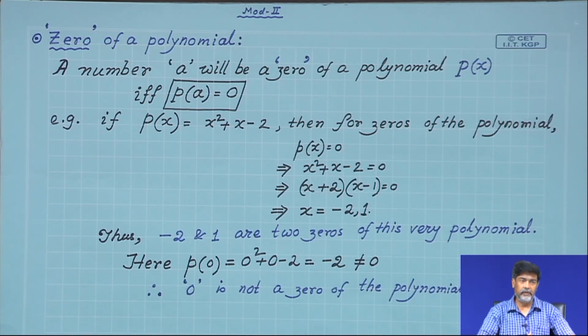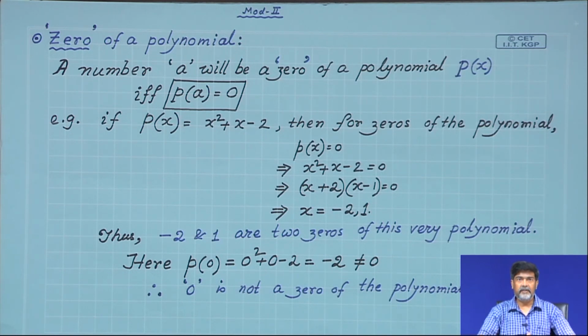Therefore, these two values are two zeros of the polynomial. Is there any chance for any other real number to be a zero of this polynomial? I don't think so, sir. Yes, p(x) equal to 0 leads to the equation x square plus x minus 2 equal to 0, and I have found out all the roots. Therefore, there is no real number which can be a zero of this very polynomial.